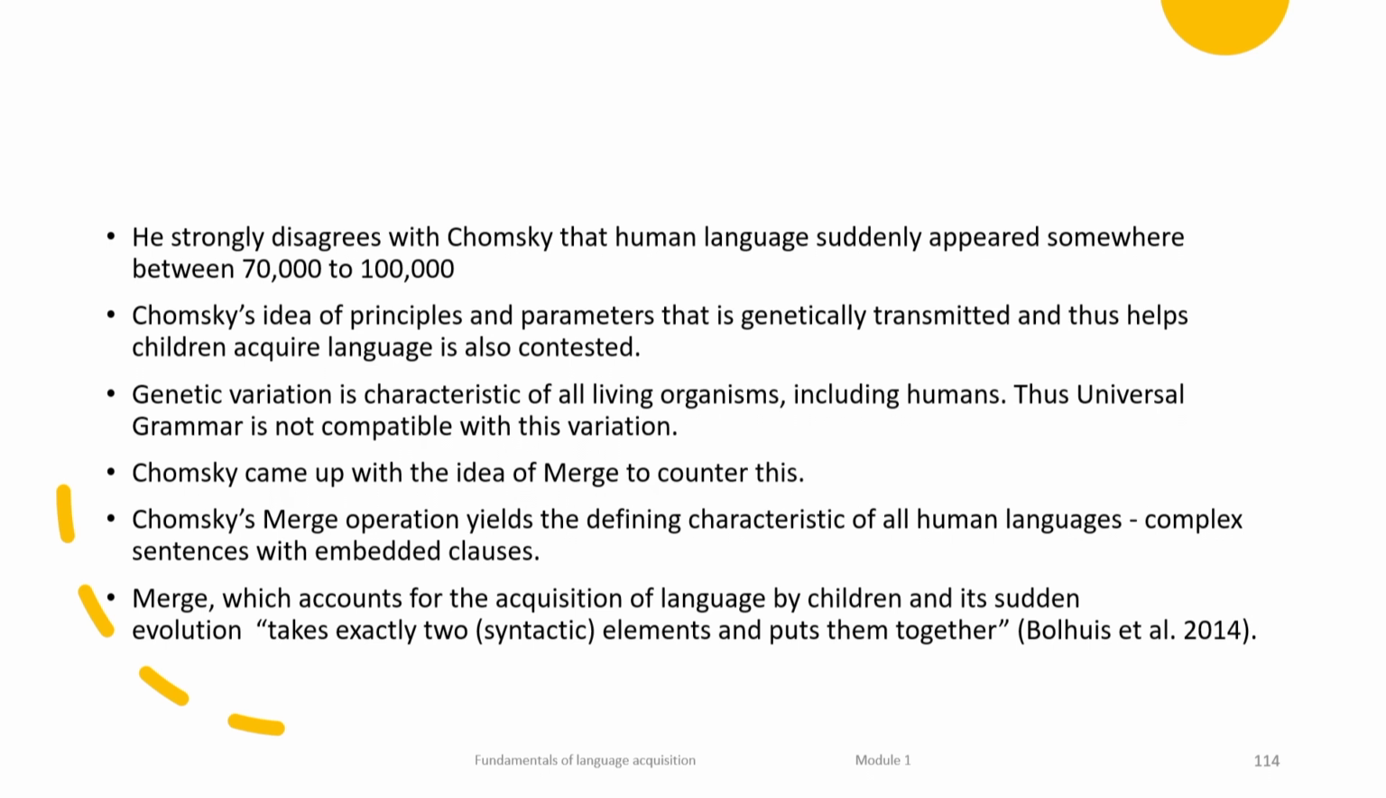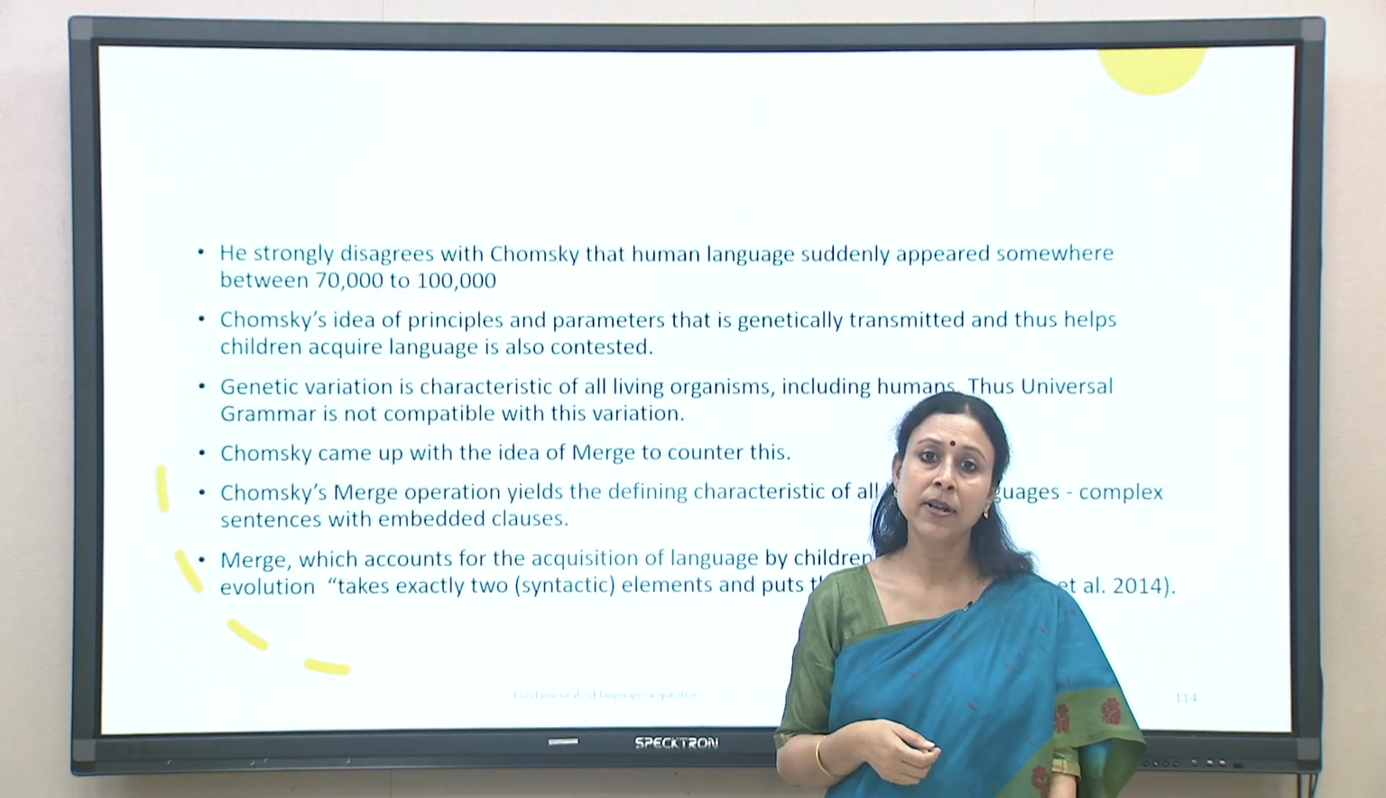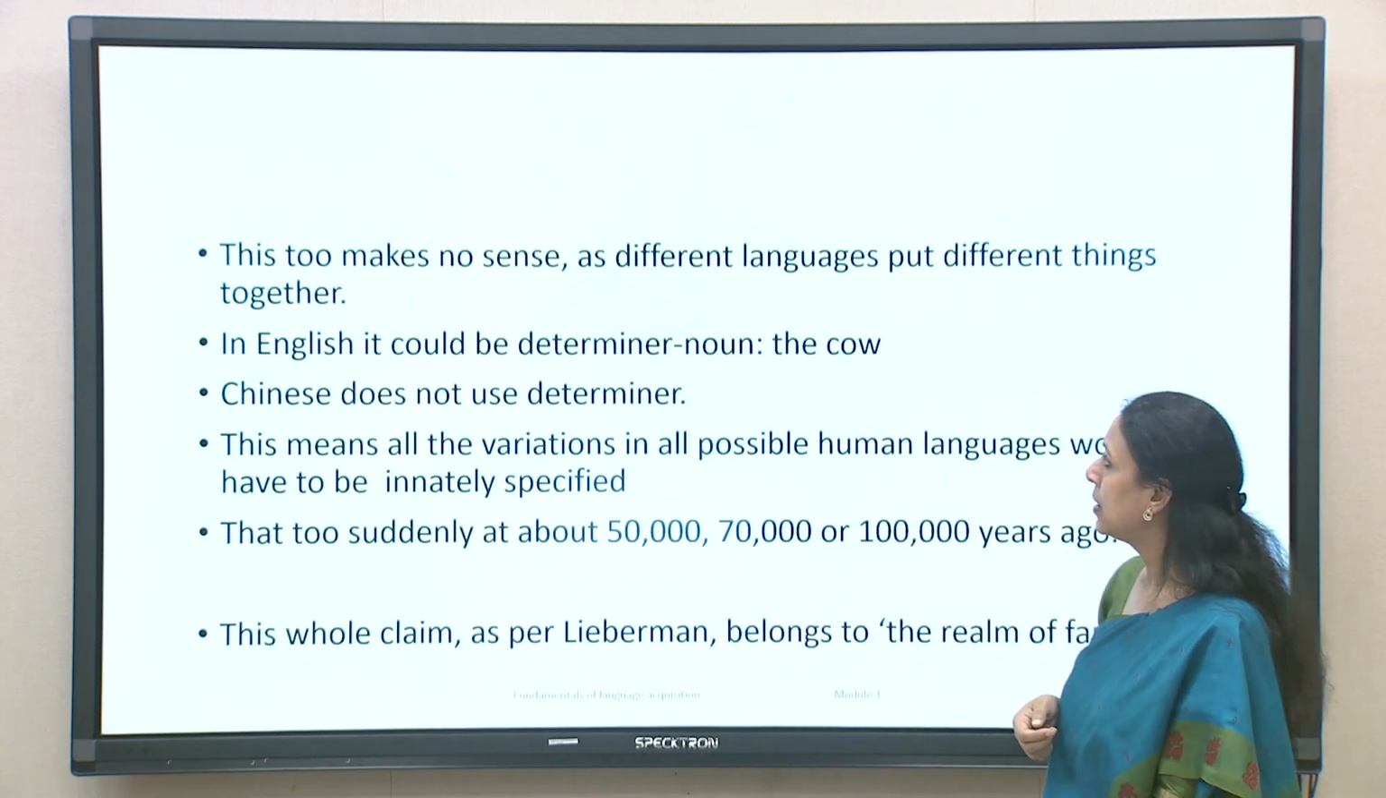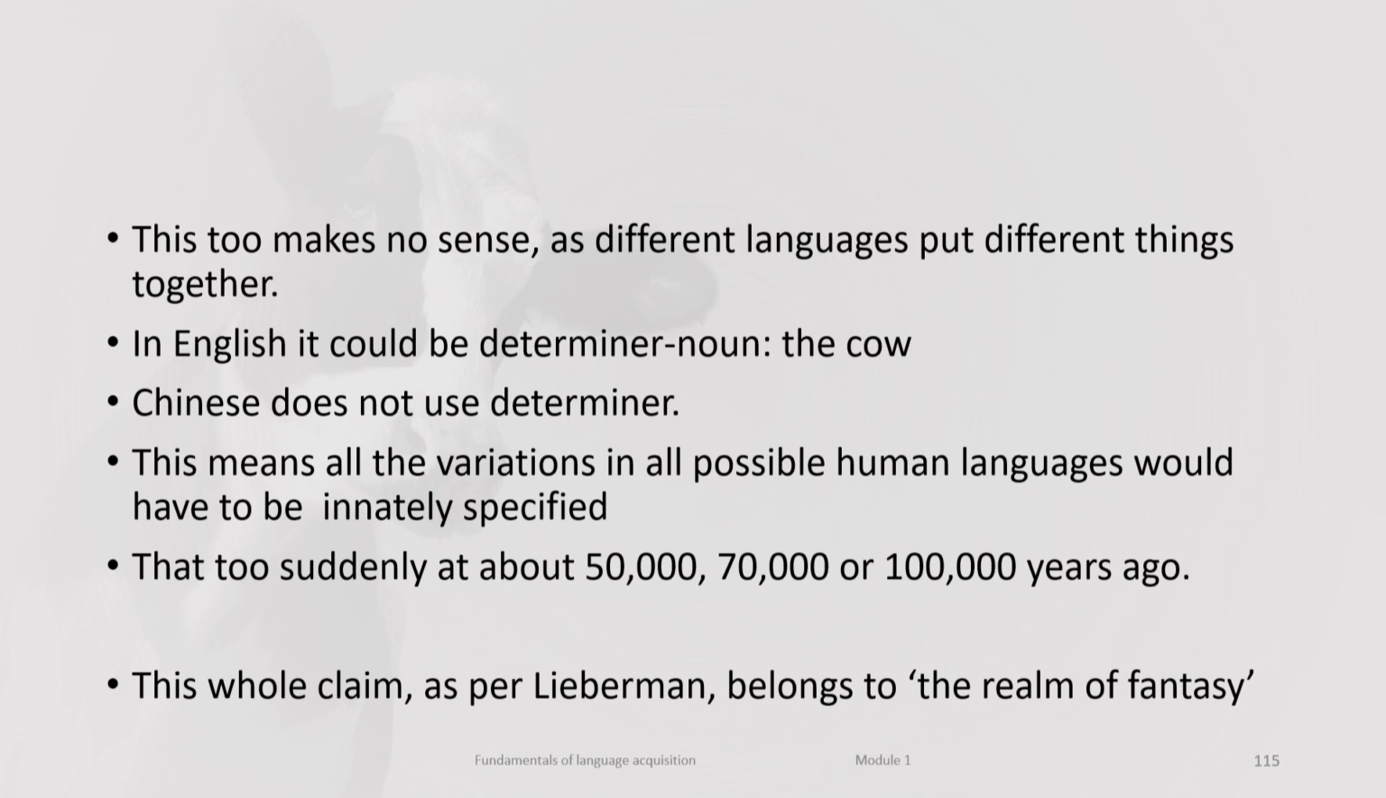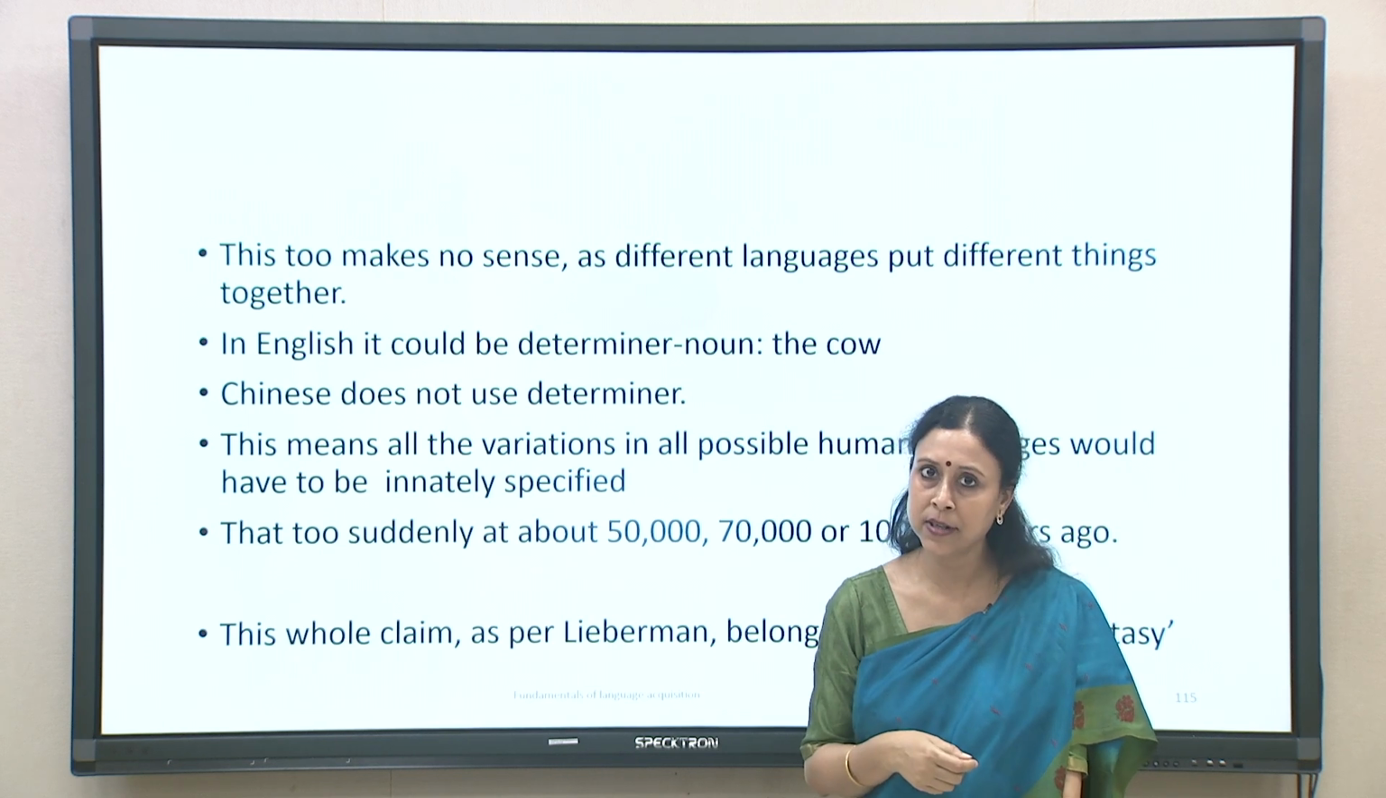Now, this is how it came, and this system accounts for the acquisition of language by children, and its sudden evolution: it takes exactly two syntactic elements and puts them together. This is how Chomsky's idea of language evolution worked, which Lieberman severely criticized. Because he says this makes no sense, because different languages put two different things together. Chomsky's initial theory was primarily based on the English language.